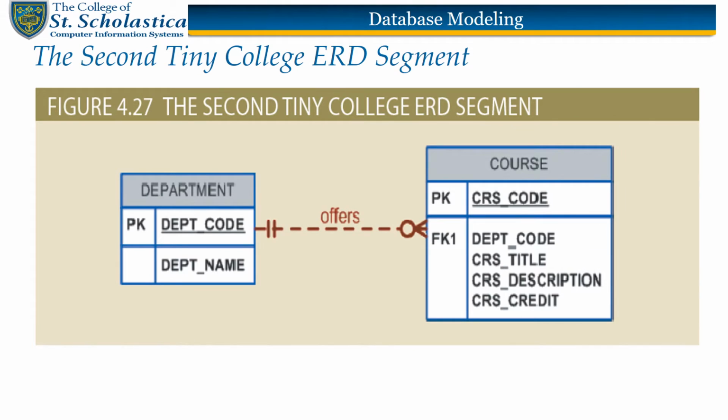Each department may offer courses. For example, the management/marketing department offers courses such as Introduction to Management, Principles of Marketing, and Production Management. The ERD segment for this condition is shown in Figure 4.27. Note that this relationship is based on the way Tiny College operates. For example, if Tiny College had some departments that were classified as, quote, research only, end quote, they would not offer courses. Therefore, the course entity would be optional to the department entity.